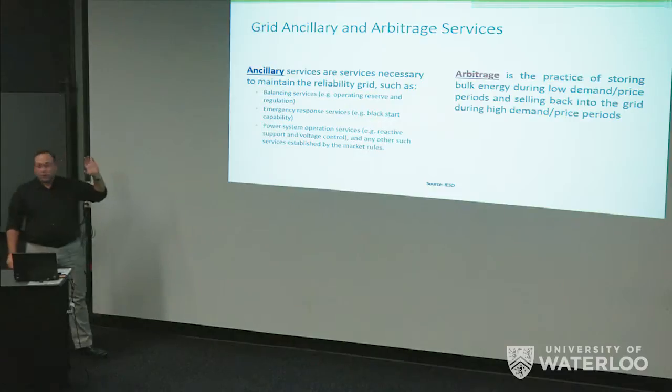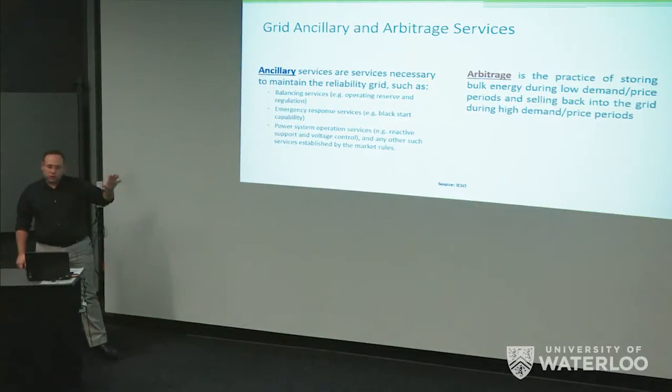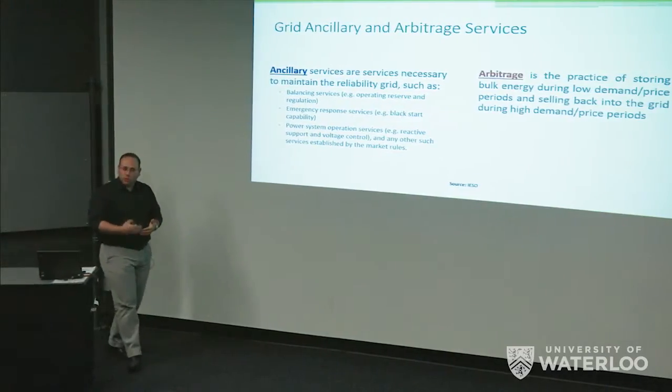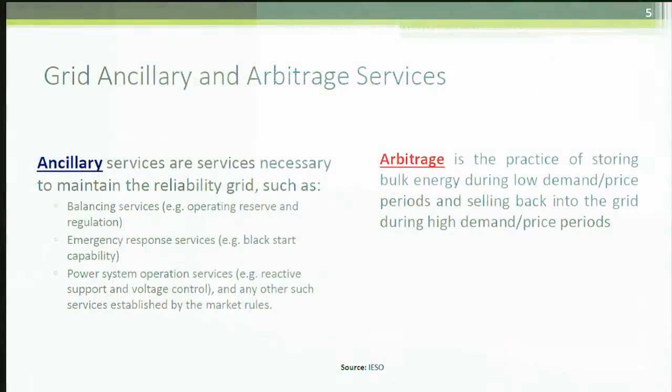So, services for the grid. In order for the grid to work in a stable manner, to have smooth operation and not have drops, there are two types of services. One is called ancillary services and one is arbitrage. Arbitrage generally talks about bulk energy.